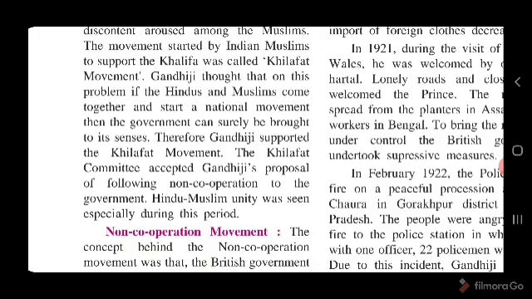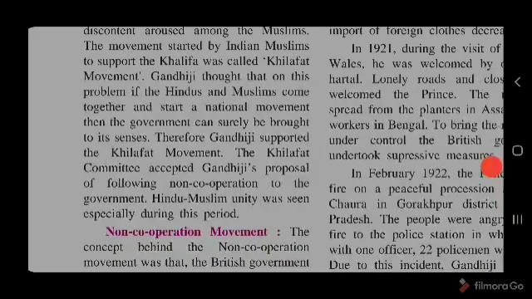The next point is the non-cooperation movement. We will stop here. In the next part of this lesson, we will start from the non-cooperation movement.